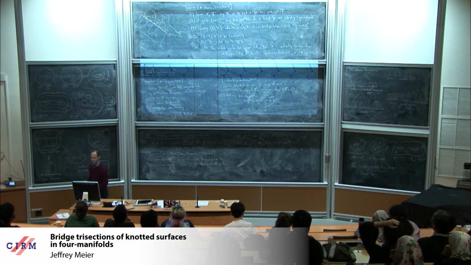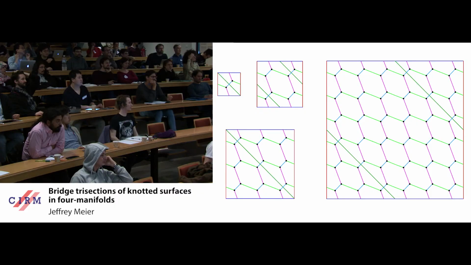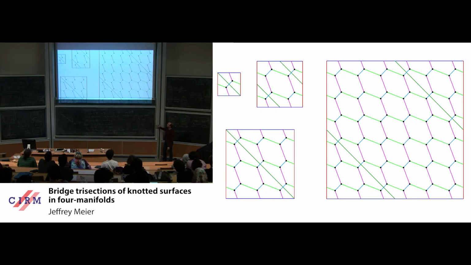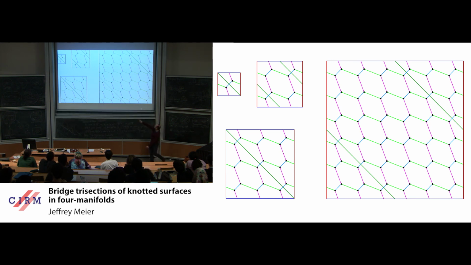Aren't those nice? So these are Peter's pictures. All right, what are these pictures of? Well, there are 6 colors here, by the way: red, blue, green, pink, light blue, light green. The red, blue, green are the genus 1 trisection of CP2.